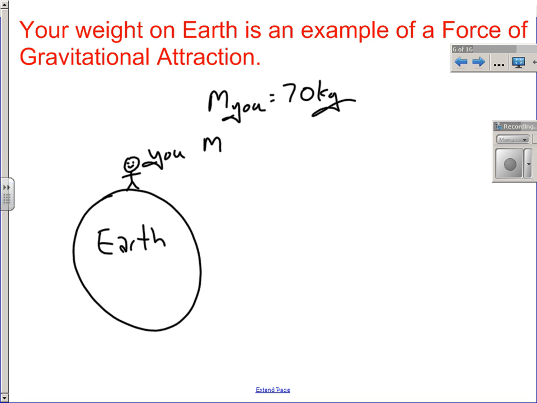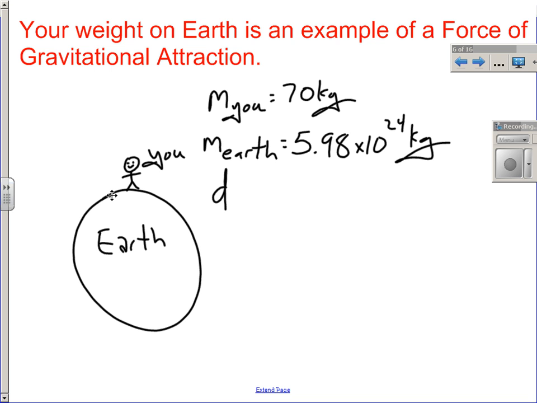You would need to know the mass of the Earth, which I happen to know. How they measured this is actually fairly complicated, and if you want to know, you can come in early or stay after school one day. But the mass of the Earth is in the ballpark of 5.98 times 10 to the 24th kilograms. And then remember, D represents the distance between their centers. So it's the distance from your center, your belly button, to the center of the Earth, which for all intents and purposes is just the radius of the Earth. The radius of the Earth is 6.38 times 10 to the 6th meters.